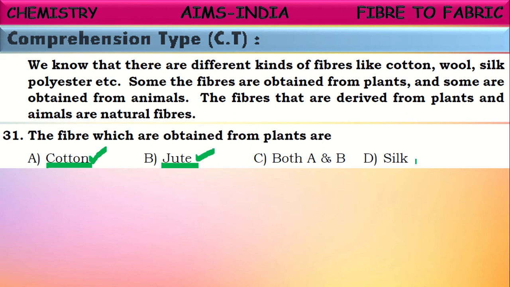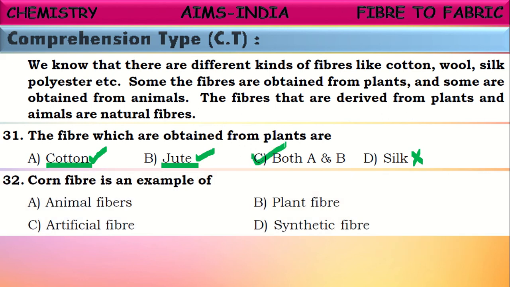Next is silk. Silk is obtained from silk moth, so it comes under animal fiber. Now only these two are plant fibers. So the correct answer will be this. Okay. Next one. Corn fiber is an example of.